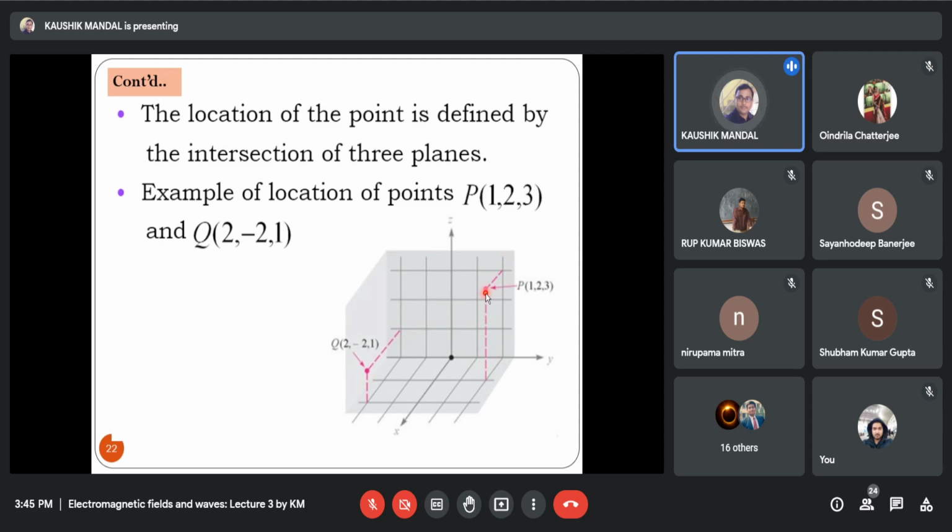So a particular point in the Cartesian coordinate system is basically represented by the intersection of these three planes. Similarly, you can find the location of the point 2, minus 2, 1. Along the x-axis it is 2, along the y-axis it is minus 2, and along the z-axis it is 1. So the intersection of these three planes will be at this position, Q equal to 2, minus 2, 1.